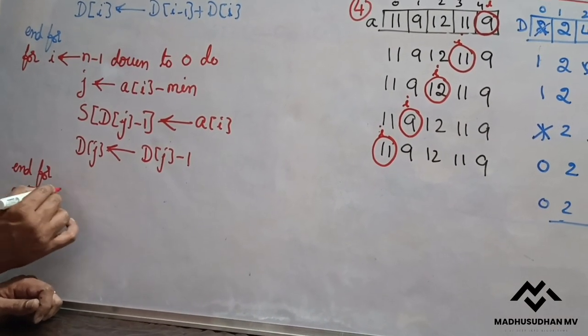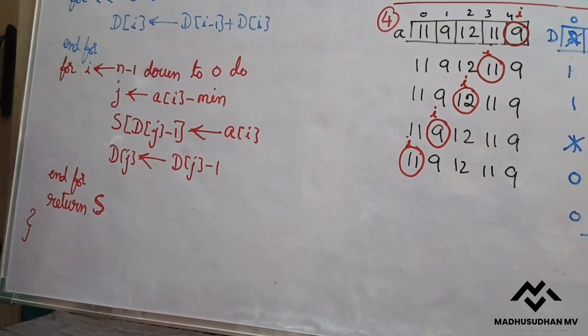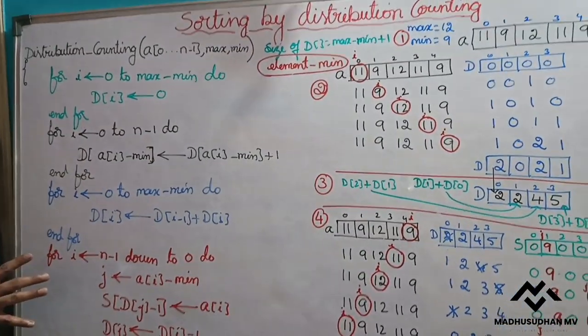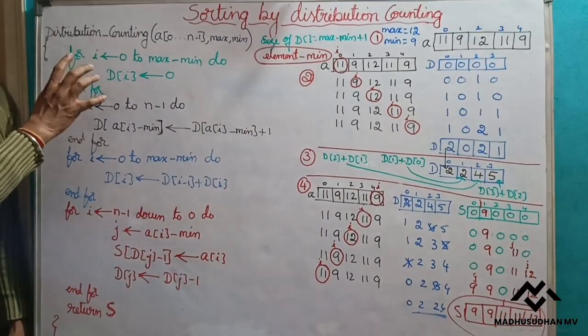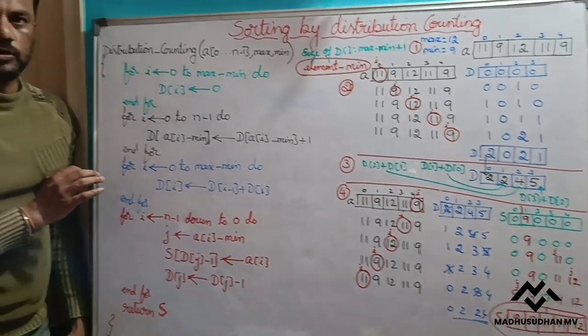Finally, we need to return the final output array. So that's it, the algorithm. This is the complete algorithm for distribution counting. So this is how distribution counting sorts the given array. Hope you people understood.